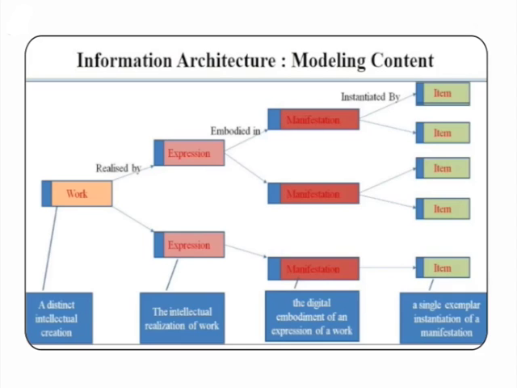The layers of content are defined as work, which is a distinct intellectual creation, and the expression, the intellectual realization of work, which reflects scholarly or creative content. On the other hand, other layers of content are defined as manifestation, which is a digital embodiment of expression of work, and an item, which is a single exemplar instantiation of a manifestation, which reflects physical or digital form.